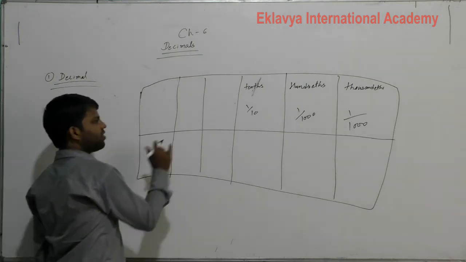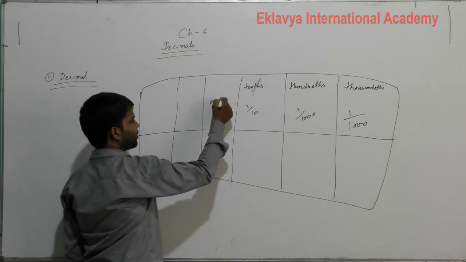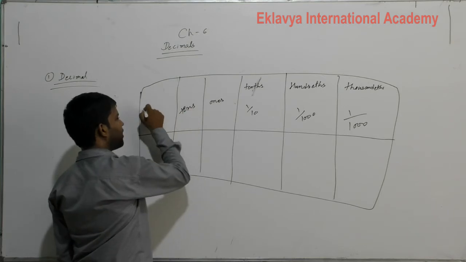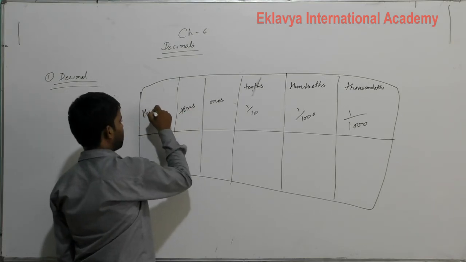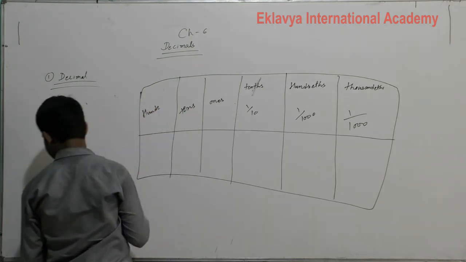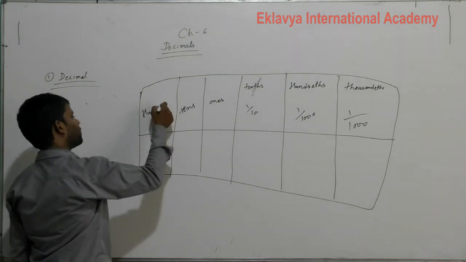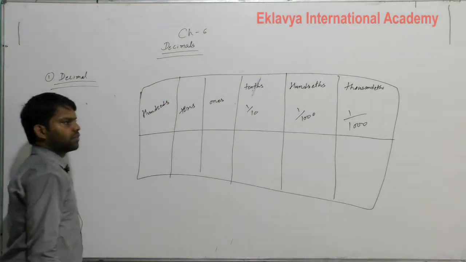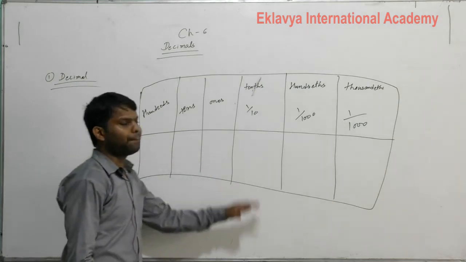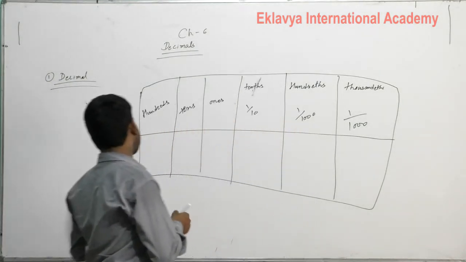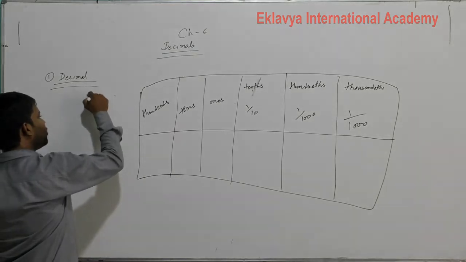And on this side we write ones, tens, hundreds. This is our place value chart. What do we call this? We will say it is the place value chart.